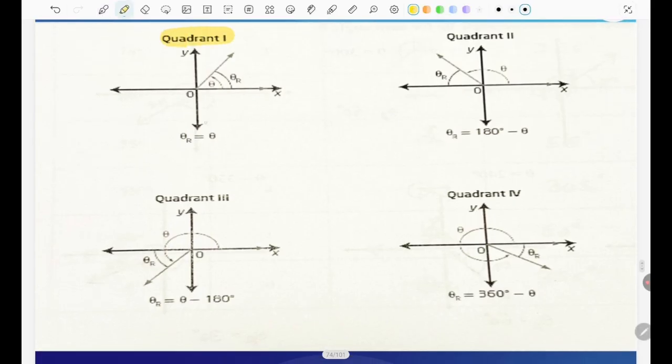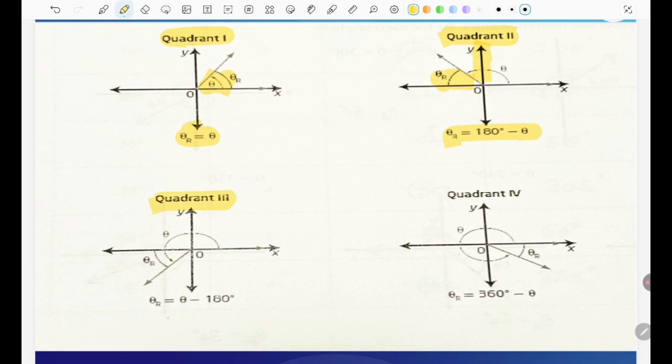So you have quadrant 1, where theta is equal to the reference angle, and you can see where the angle stays over there. For quadrant 2 you have 180 degrees minus theta, and you can see that the reference angle goes over there, not over there, because it should be closest to the x-axis.